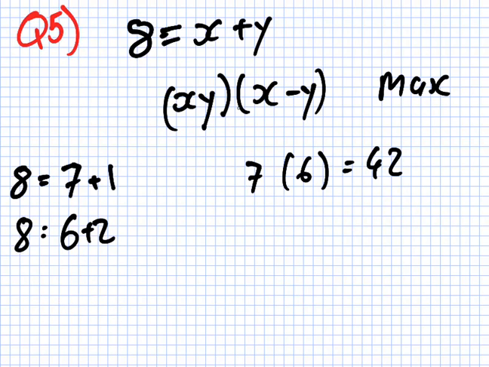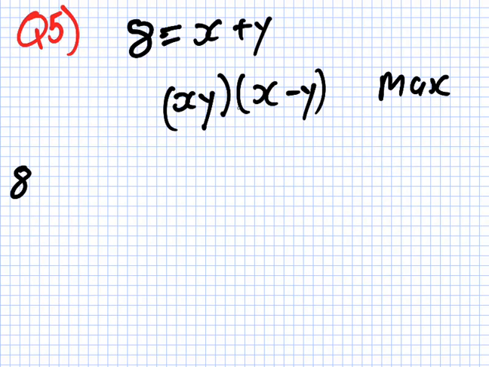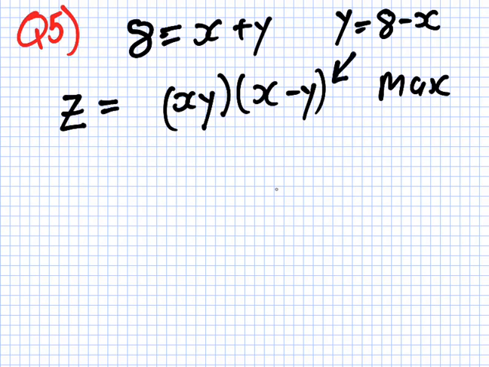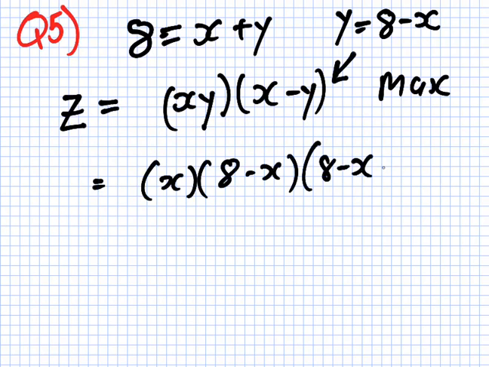So I'm just going back here. If you want to think about it like this, I'll call this here Z. And my goal is to maximize this, but my problem is that I have X and Y in it, and I should have only X or only Y. So what I'll do is I'll just replace Y with 8 minus X. Just put that in. So here I get X, 8 minus X, 8 minus X minus Y.